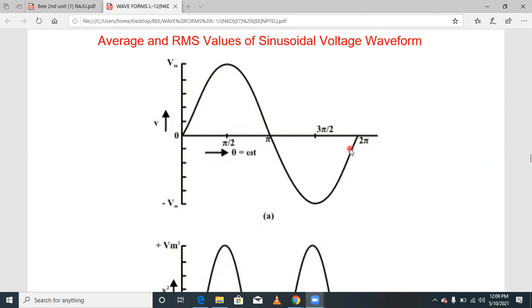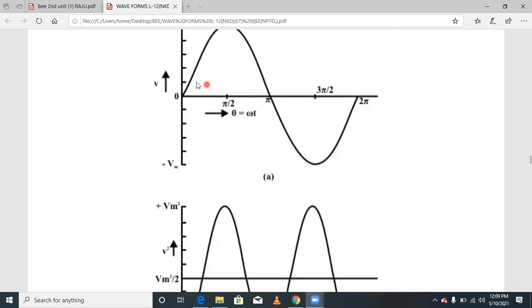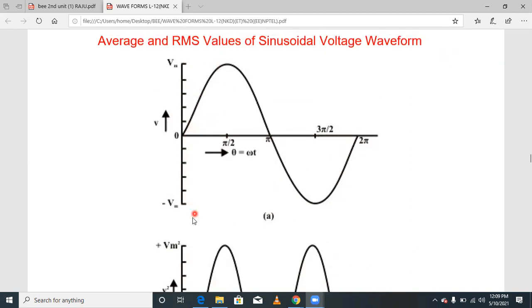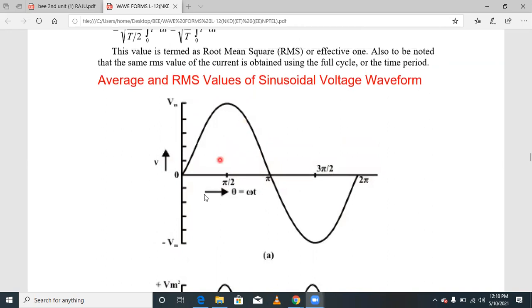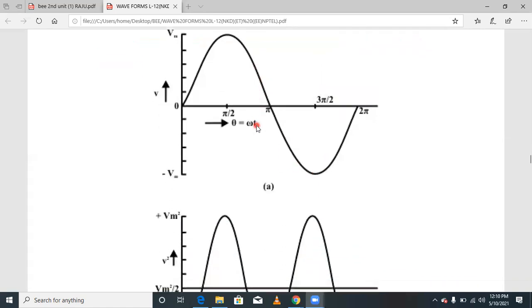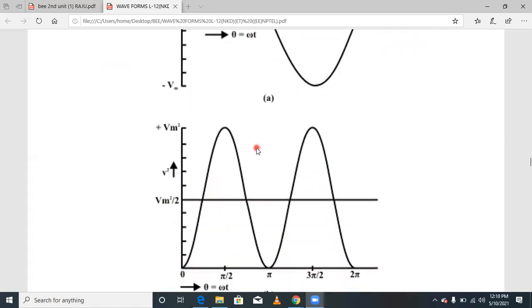To find the RMS value, we require V square. The RMS value is 1 by T integral 0 to T of V square of t into dt. So what is the square of this waveform? Minus Vm square is nothing but plus Vm square. That means the waveform is completely shifted to the positive side. There are no negative values; the negative values are shifted to the positive side like this, so we get the waveform like this.